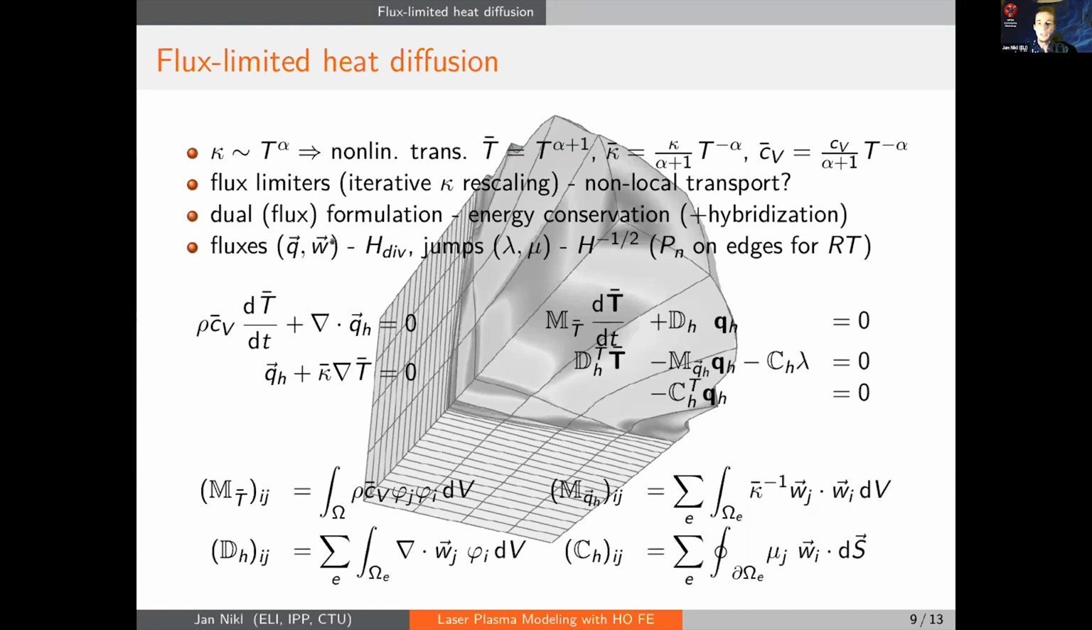So then numerically, we formulate the dual flux formulation, which is inherently energy conserving, and eventually we apply hybridization on it. So we have that flux is in HDiv, and then we may update the temperatures back again.